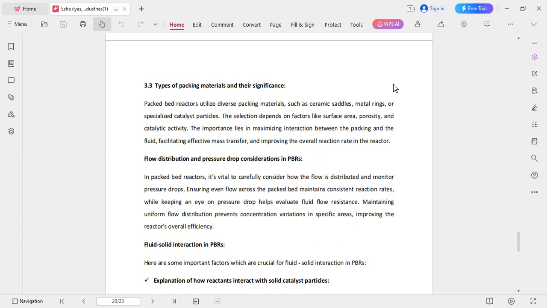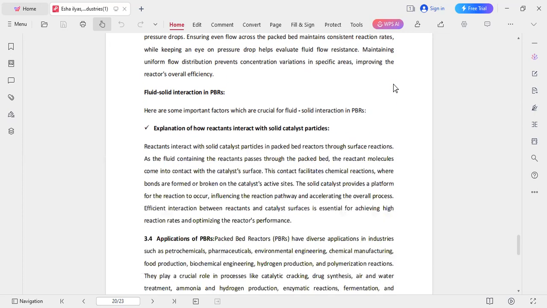Fluid-solid interaction in packed bed reactors. Here are some important factors which are crucial for fluid-solid interaction in packed bed reactors. Number one, explanation of how reactants interact with solid catalyst particles. Reactants interact with solid catalyst particles in packed bed reactors through surface reactions. As the fluid containing the reactants passes through the packed bed, the reactant molecules come into contact with the catalyst surface. This contact facilitates chemical reactions where bonds are formed or broken on the catalyst active sites.